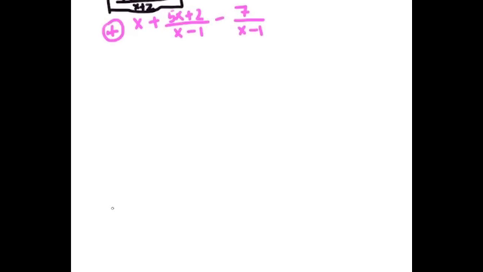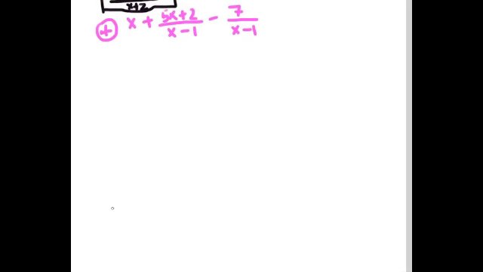Last one, number 4. What's a little different about this is I put 3 fractions this time, but you treat it the exact same way. So what do I have here? I have x plus 5x plus 2 over x minus 1 minus 7 over x minus 1. Same process. Look for the whole number. So the whole number's right here. I'm going to put a 1 underneath it.